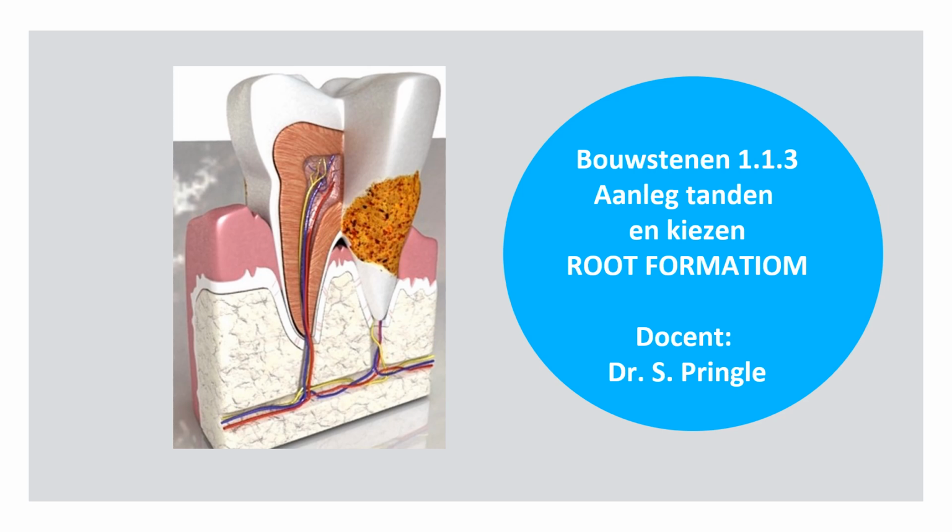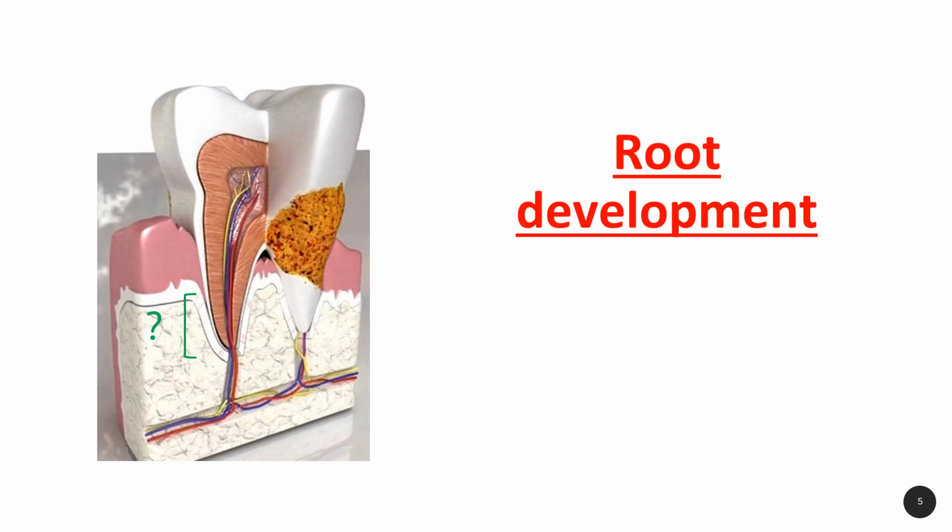Until now we've talked about making dentine for the crown of the tooth, but when you're looking at the root of the tooth we need a combination of dentine formation, which you can see here, but we also need cement down at the bottom of here to hold the tooth in place. So let's start with root development. How do we get this bit here? How do we make the cement to hold the tooth where it needs to be?